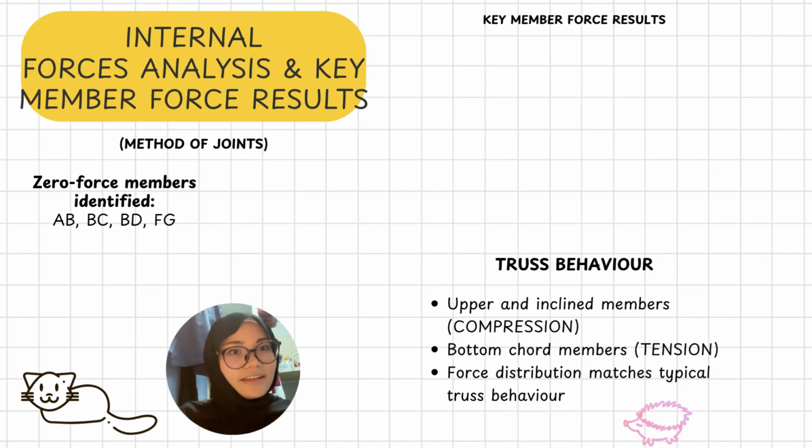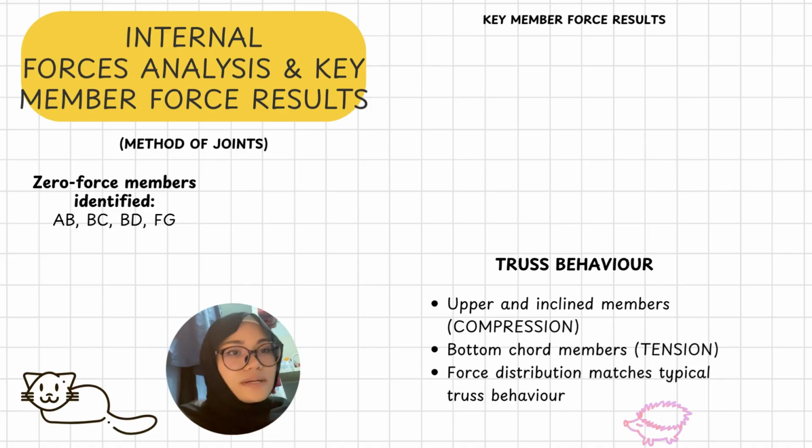Now let's look at internal forces analysis and key member force results. So this slide presents the internal force analysis of the truss using the method of joints. The analysis began at joints with known reaction forces, allowing several zero force members to be identified, namely members AB, BC, BD, and FG. At joint A, member AB carries a compressive force of 3.5 kilonewtons, while the bottom chord member AA is in tension with a force of 3.03 kilonewtons.